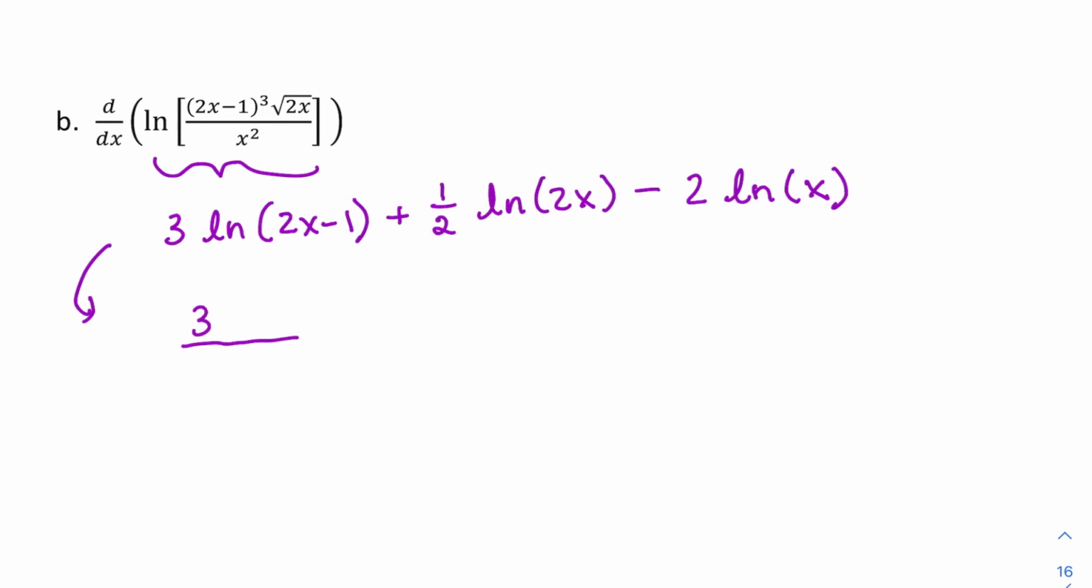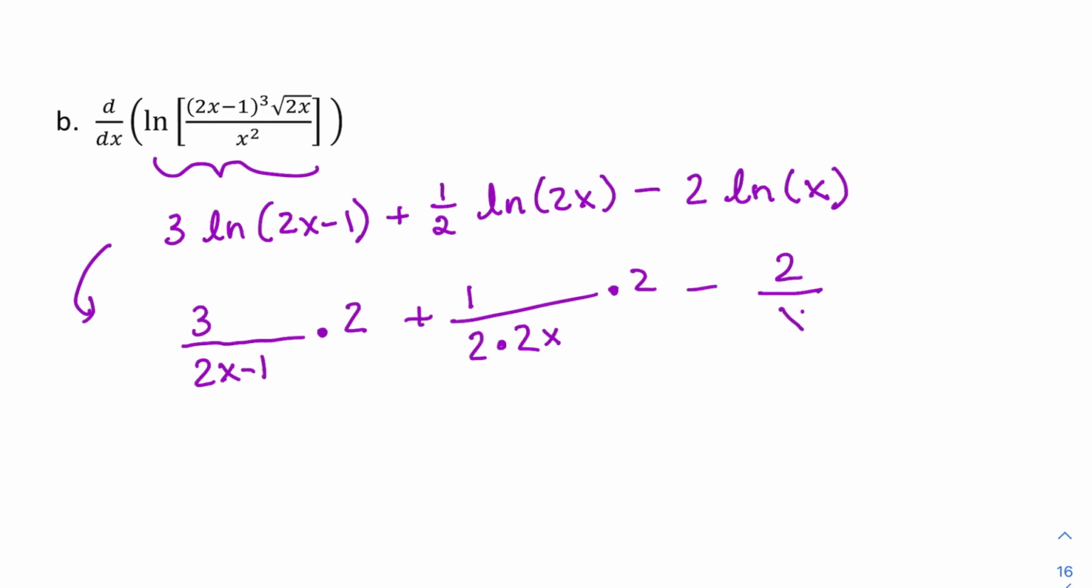So for my derivative, I'll have 3 times 1 over, or just in the denominator, 2x minus 1 times its derivative, which is 2, and then 1/2 times 2x times its derivative, and then minus 2 over x. Simplifying just a little bit, I have 6 over 2x minus 1. I'm going to divide out a factor of 2 and just make that 1 over 2x minus 2 over x.